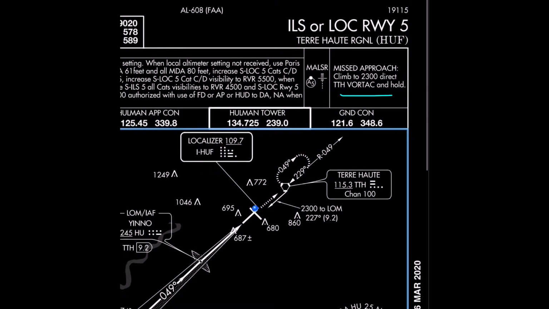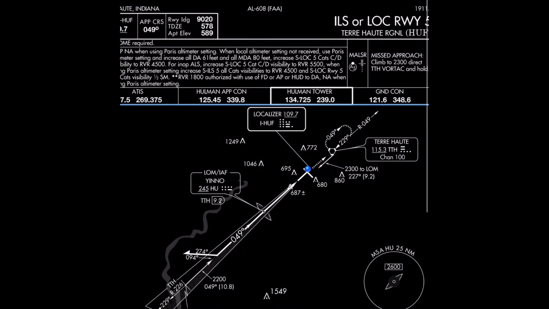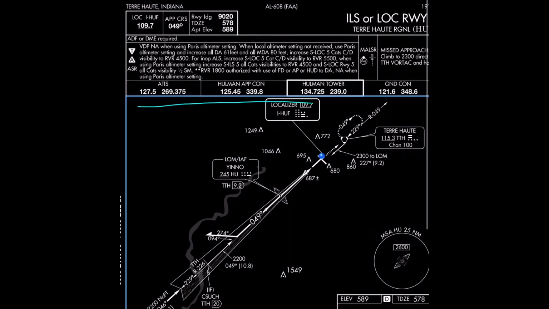We have our textual outline of our missed approach procedure, which is a climb to 2,300 direct to the terror work tag and hold. We'll go into that here in a moment. And down here, we have all the frequencies that we could possibly use for the approach, or when we get to the aircraft on the ground as well.